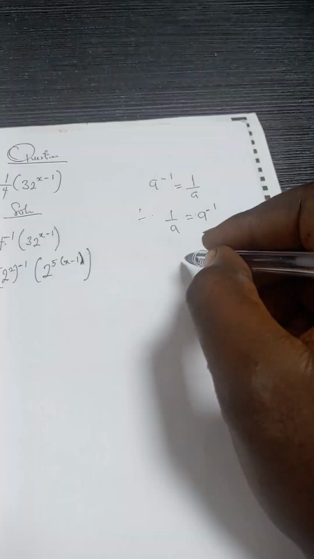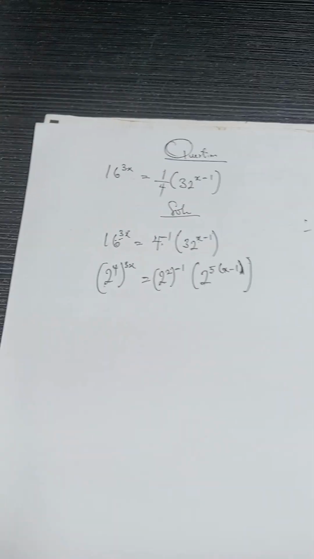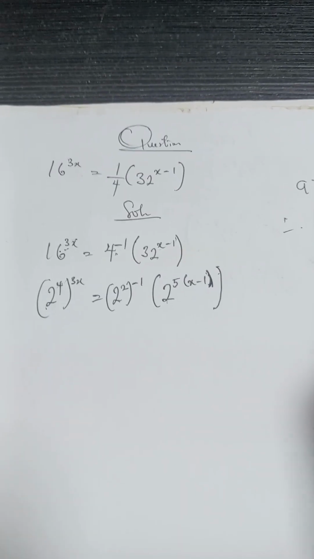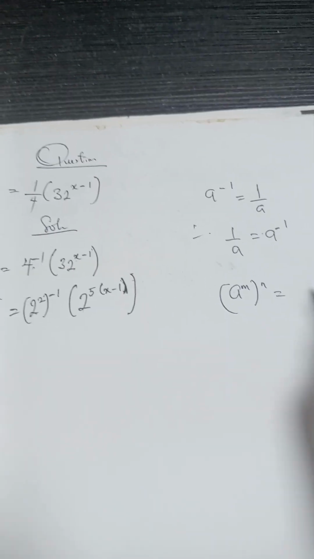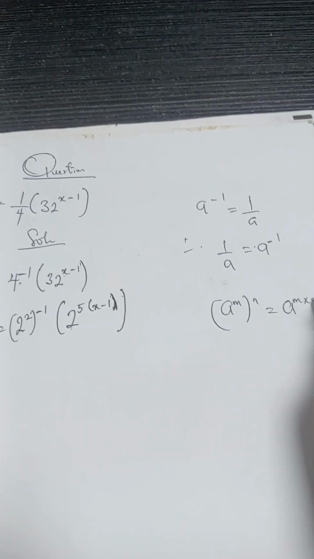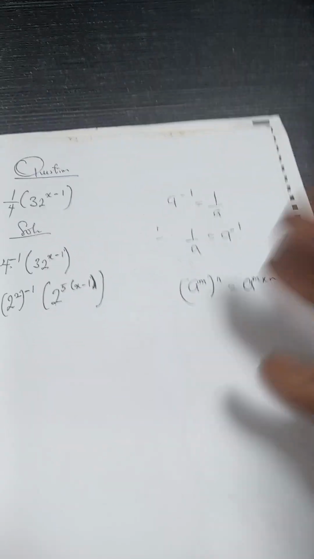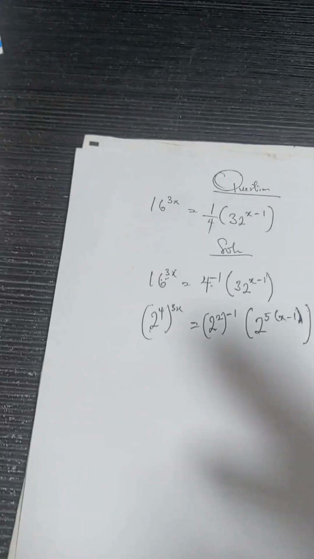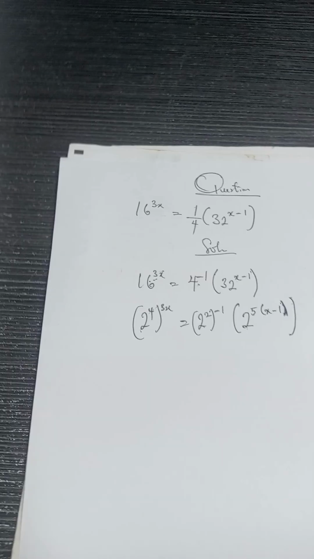Now, continue. We've turned everything to indices now. Before we solve, we ask ourselves, which law can we apply again? Remember the law of multiplication. Remember this law: a raised power m into bracket n equals a raised power m times n. You can see with the laws, you can solve them. That's why I said the rules or the laws are very important in solving indices, because each step takes one of the rules or laws to attack them.